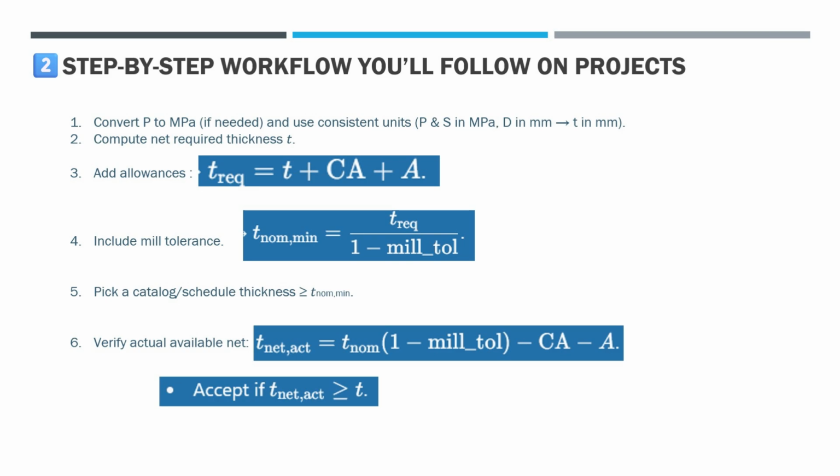Step 4, account for mill tolerance, e.g. minus 12.5%: t_req divided by (1 minus mill tolerance). Step 5, select a catalog schedule thickness, t_nom_min. Step 6, verify the actual net available: t_net_act equals t_nom times (1 minus mill tolerance) minus CA minus A. Step 7, accept if t_net_act is greater than or equal to t.